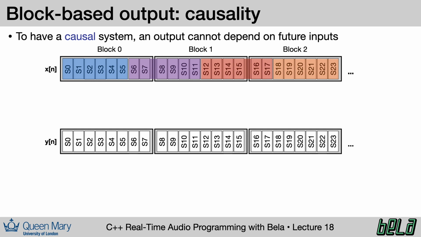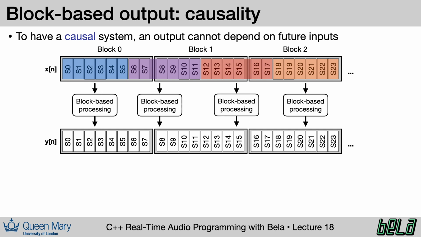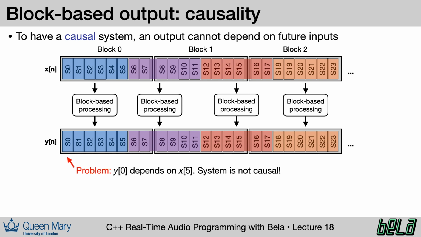Now, we were running calculations on 6 sample blocks at a time and storing those back at the same point in time as we found them. So x of 0 through x of 5 ultimately produced y of 0 through y of 5, and so forth with the other blocks. And here we see the reason that this isn't causal. The output sample y of 0 depends on the input sample x of 5. That means it depends on a future input, which isn't allowed.